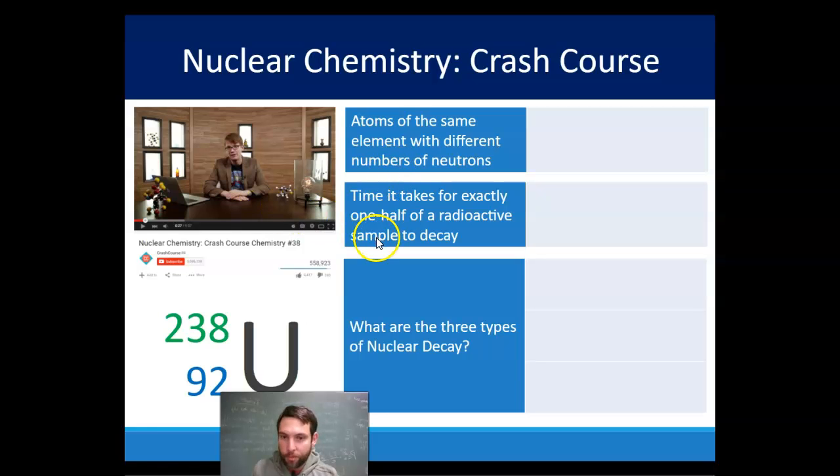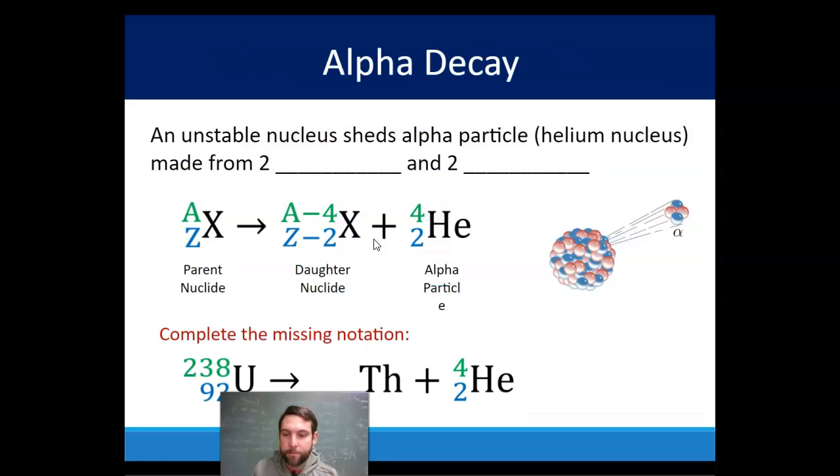Alright, remember this? Last video, if not. Next up, an unstable nucleus sheds alpha particle. Helium nucleus made from 2 protons and 2 neutrons. So that's what's happening here.